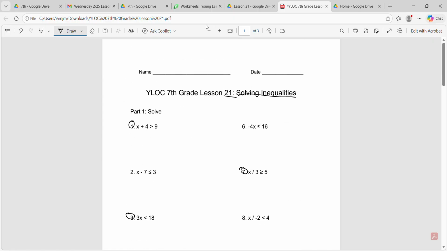Okay, starting on, x plus 4 is greater than 9. We can solve inequalities almost the same as normal equations. Just think of this as an equal sign for now. We've got to leave x alone to solve for x, so we subtract 4 on both sides and get x is greater than 5.